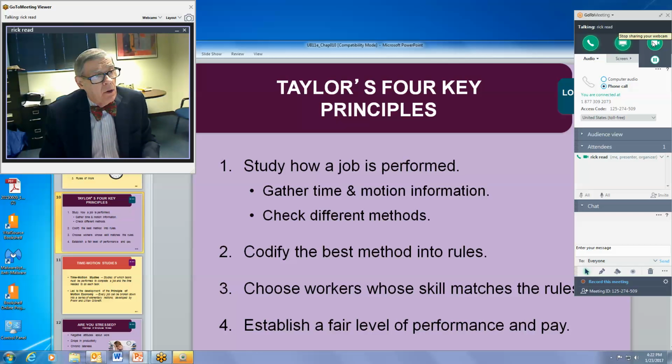So while Taylor did talk about having good pay, he didn't think that workers should get too much pay, because if they did, they wouldn't pay attention to management, and they would want more pay and more benefits and things of that nature.